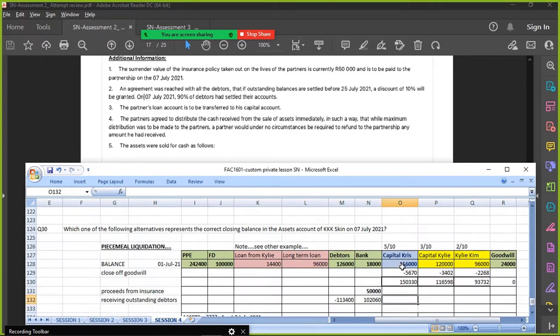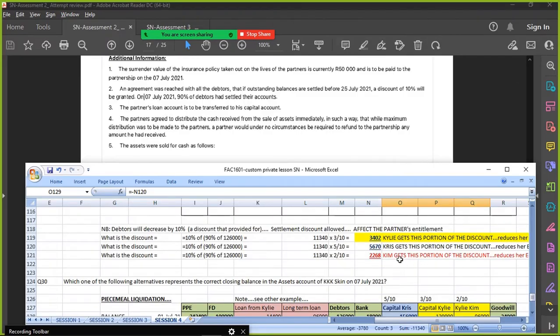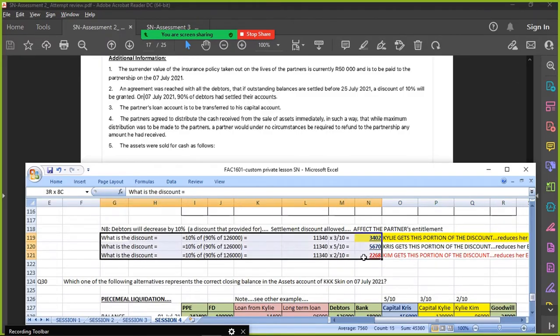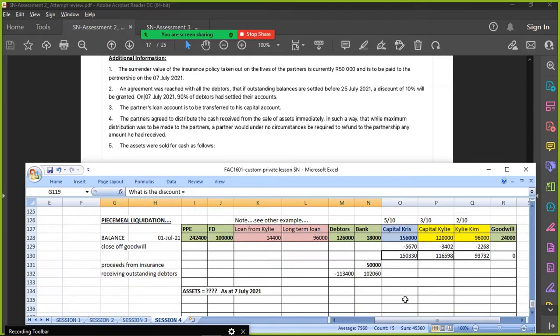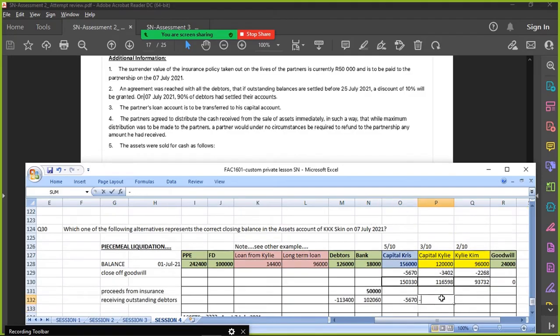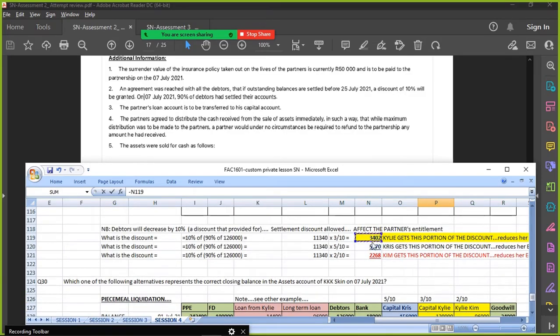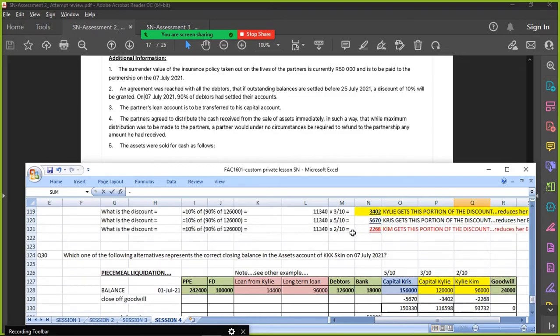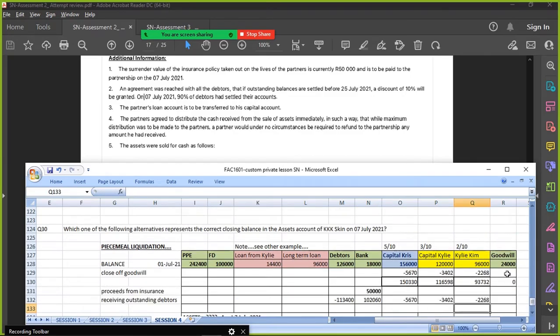Where was the discount? Okay, we need to put the discount. We closed off goodwill. Oh, hold on a second. Made a mistake. This wasn't goodwill, this was the debtor. Sorry. Okay. Oh, right. Yeah. Okay, I'm just going to quickly fix that. Okay, the goodwill is going to decrease by 24,000. Okay, and each partner is going to get a share of that.